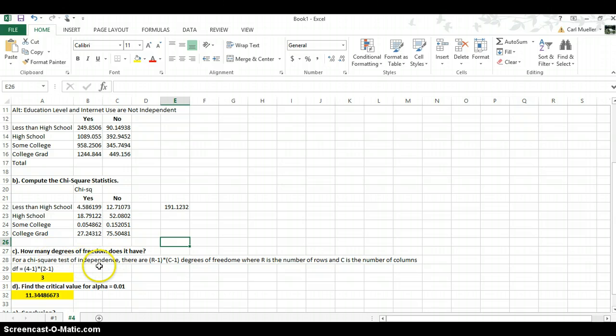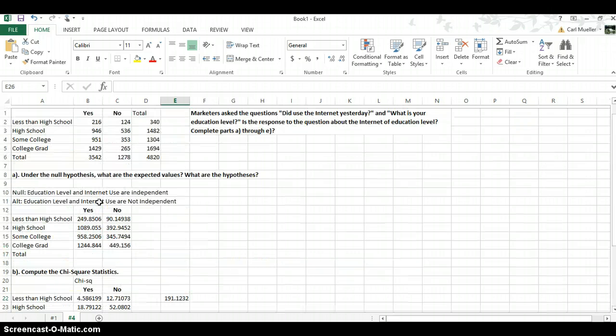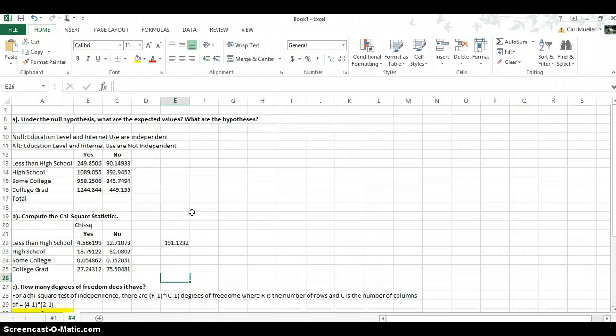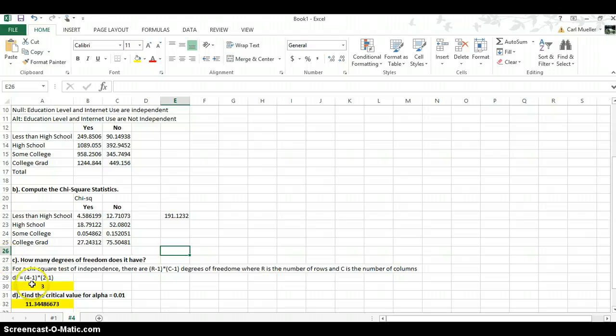Our next question is, how many degrees of freedom does this have? For a chi-square test of independence, there are r minus 1 times c minus 1 degrees of freedom. What does that mean? Where r is the number of rows, and as you'd think, c is the number of columns. So what do we have up here? We have 1, 2, 3, 4 rows. We don't include this because these are just calculations. So 4 rows and 2 columns of data. So 4 minus 1 and 2 minus 1, we get 3. That's how many degrees of freedom.